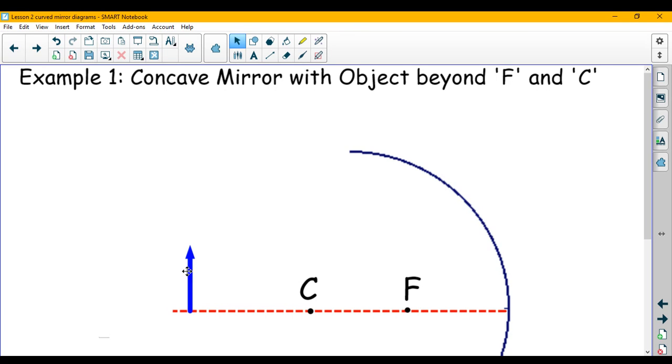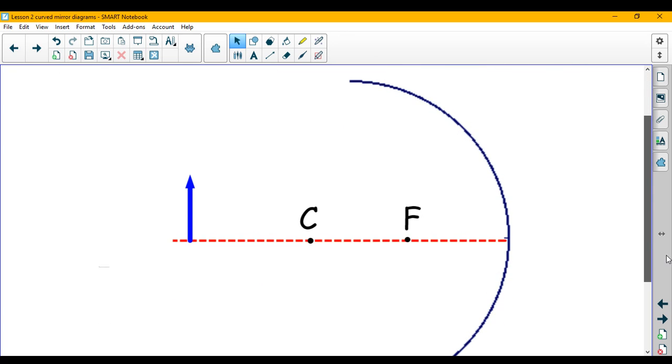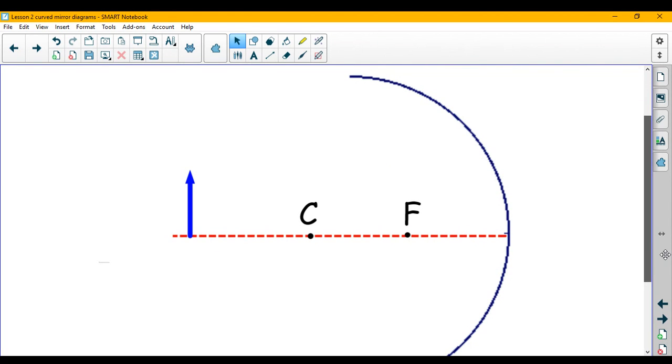And that's what this blue arrow is representing. This blue arrow is your object. So if it was you looking in the mirror, that would be your face. If it was a candle sitting in front of the mirror, that would be the candle. So we're going to try to figure out what the image should look like. What are its characteristics based on our three rules?